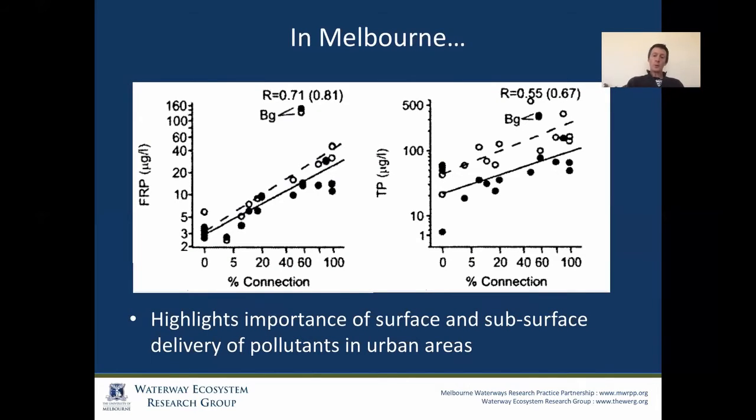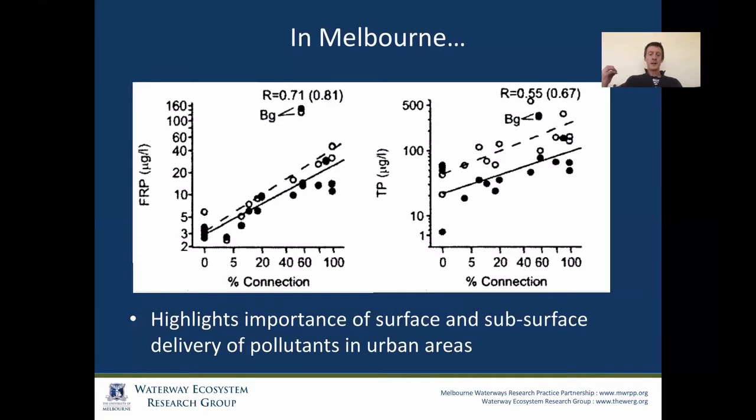And so we see that there is a very strong correlation with the amount of impervious area. In this little plot here that comes from a paper by Hatt et al., Belinda Hatt et al., we see a strong relationship between connection, which is in this case the percentage of the catchment that's made up of connected impervious areas, and then on the y-axis, the pollutant concentrations, in this case, filterable reactive phosphorus, so dissolved phosphorus essentially, and then total phosphorus on the right.